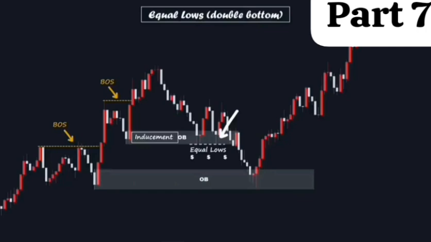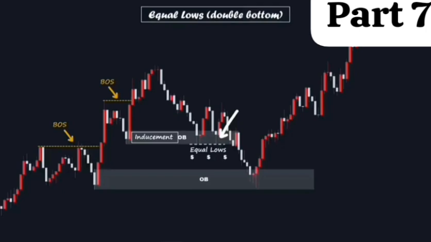Furthermore, there is a substantial liquidity pool that is formed below the equal lows and inducement demand zone, suggesting the presence of pending orders and stop losses waiting to be triggered and swept by the market. By focusing on zones with liquidity sweep patterns, we can increase the probability of trading setups that align with market dynamics and reduce the risk of falling into false signals or traps.